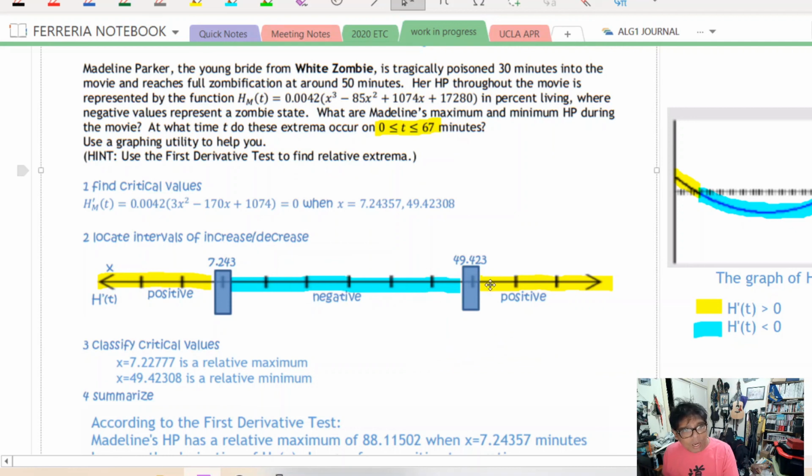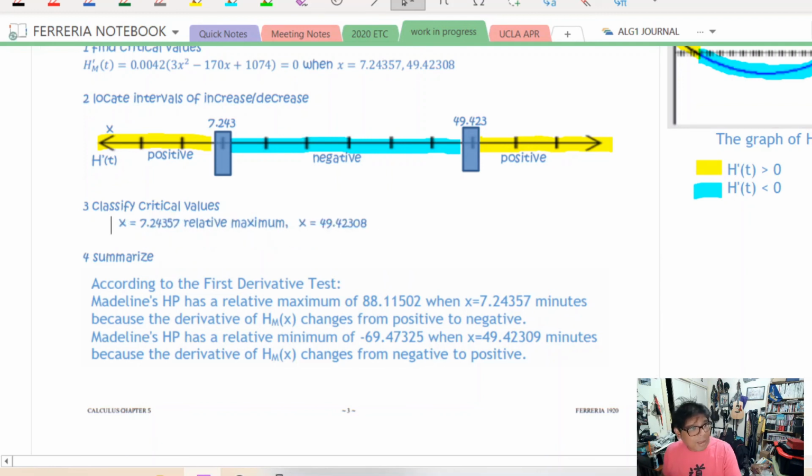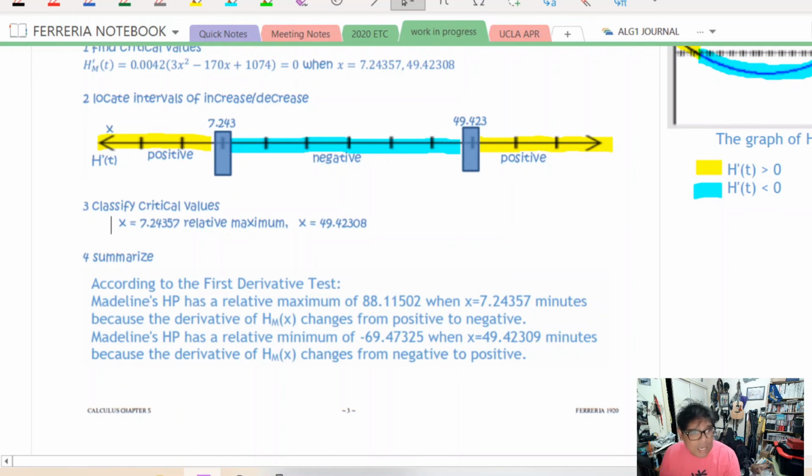And then from 49.423 to t equals 67, h prime is positive, which means h is increasing. So classify, that means we have a relative maximum and a relative minimum at x equals 49.42308. Finally, summarize. According to the first derivative test, Madeline's HP has a relative maximum of 88.11502 when x equals 7.423.